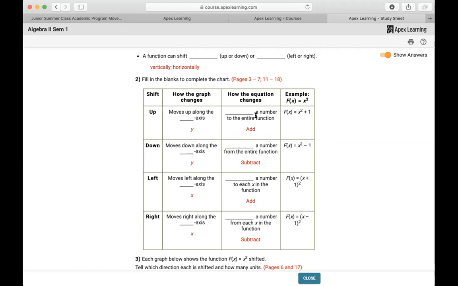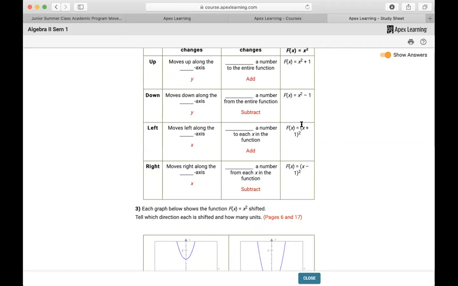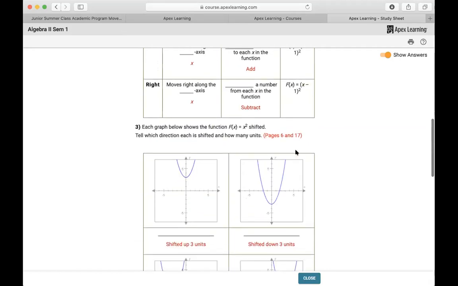And then we're either adding or subtracting a number from the entire function if we're moving vertically, and if we're moving horizontally, we're adding or subtracting a number to the actual x value itself.